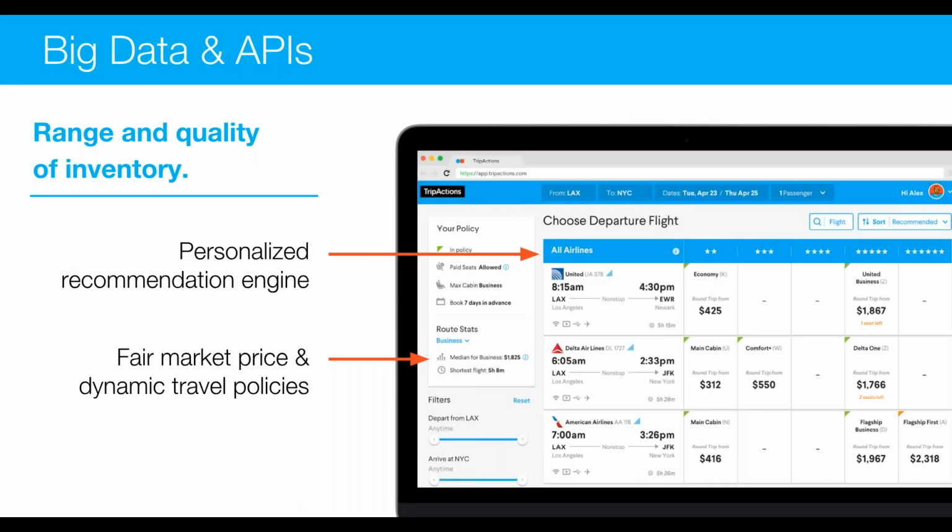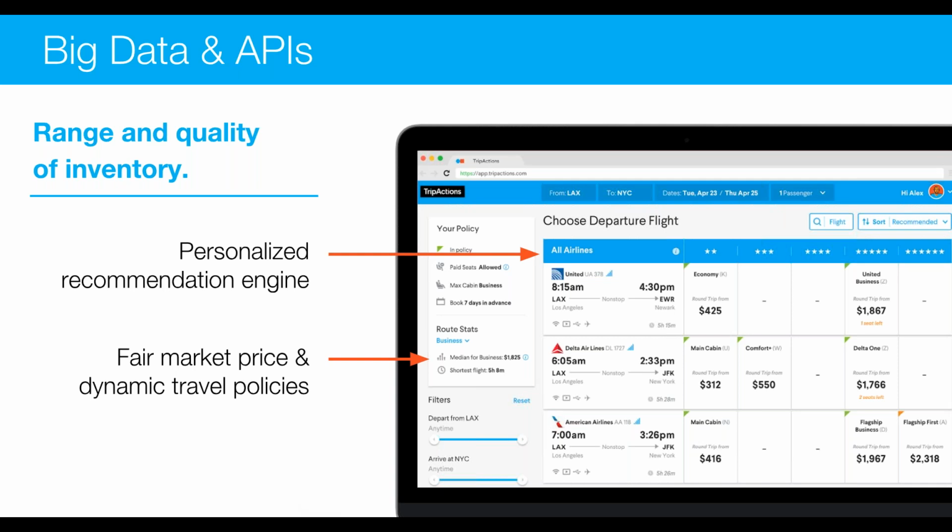Great. Next, let's talk about big data and APIs. The benefit of these two manifest themselves in two primary ways in travel today. First is in the quality of inventory that your employees see. And the second is what happens when you deploy learning algorithms on that inventory, so that your company can start making smart spending decisions when they book travel.